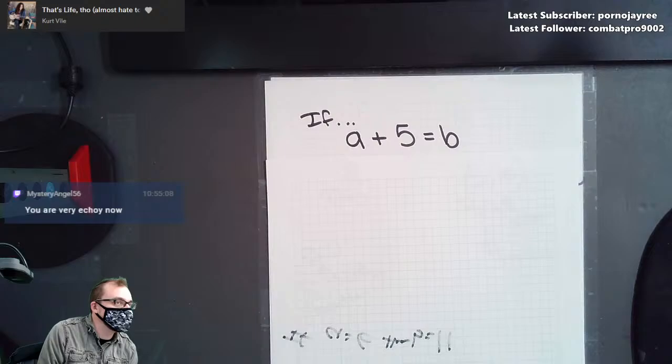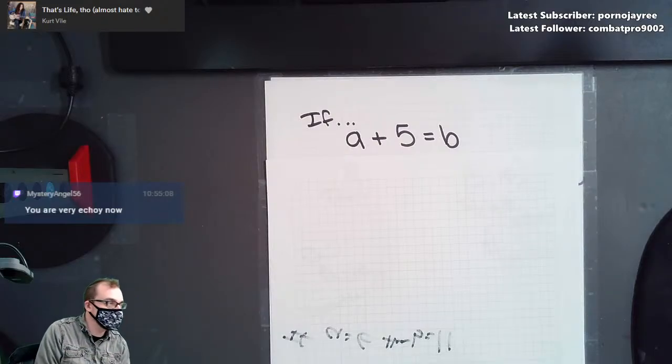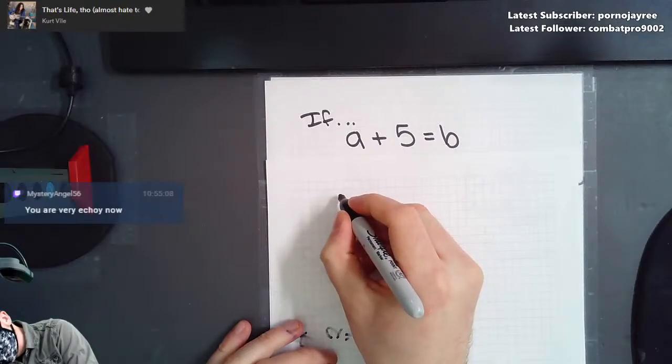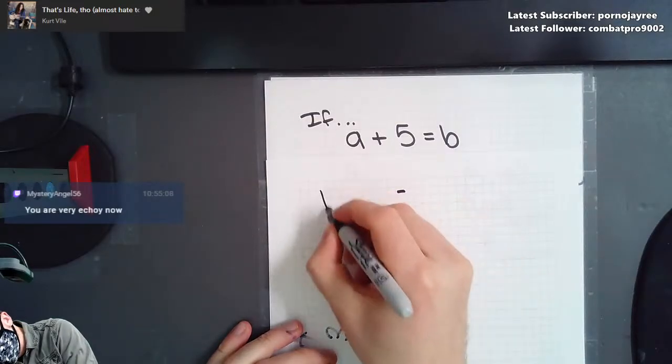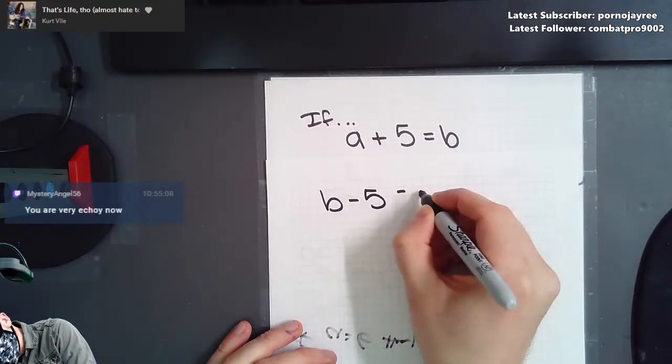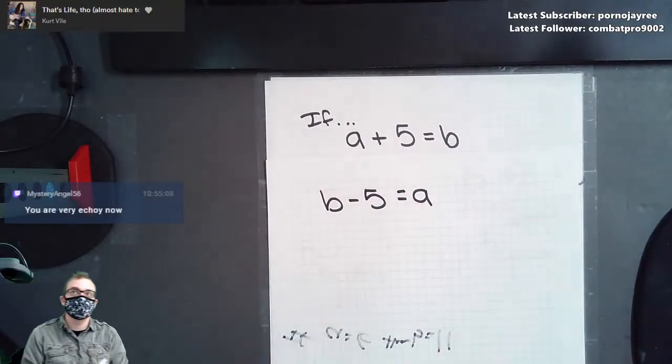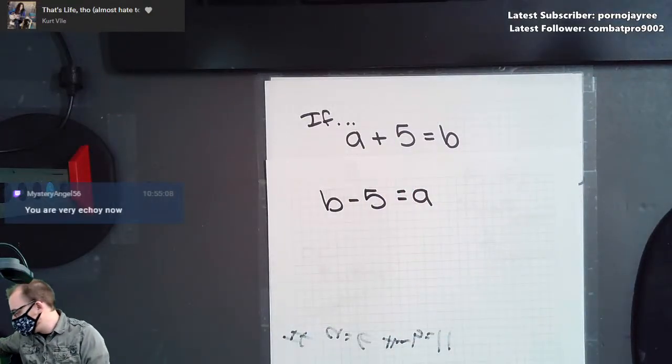You say the distance between A and B is 5 always? So you're saying the distance between A and B minus 5 equals A. B minus 5 equals A. You're saying these are the same thing. I'm very echoey. Okay, let me turn it down. I'm trying to get it to where you can hear the kids.